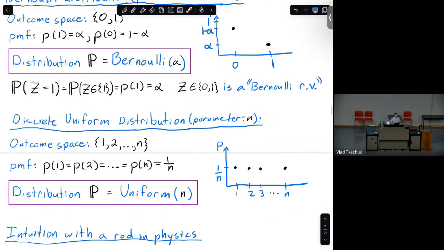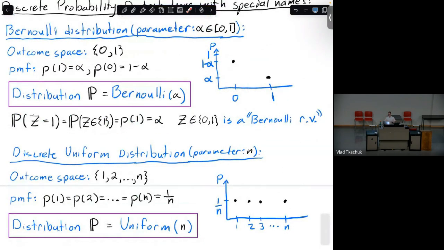Another important PMF is this discrete uniform distribution. Okay, there's going to be a continuous uniform. This is the discrete version.